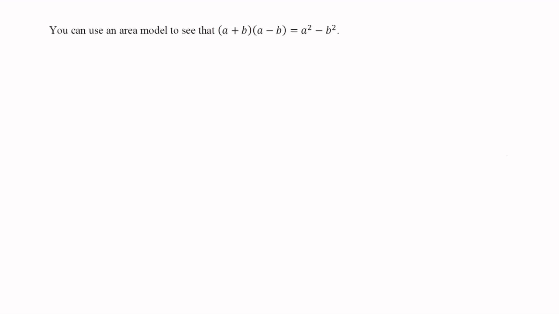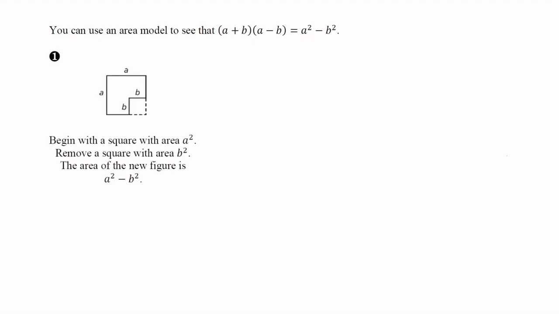You can use an area model to see that (a plus b) times (a minus b) is equal to a squared minus b squared. So let's begin with a square with the area of a squared. Each of the sides is a, so a times a gives us an area of a squared. We're going to remove a square with the area b squared. The area of the new figure is going to be a squared minus b squared.